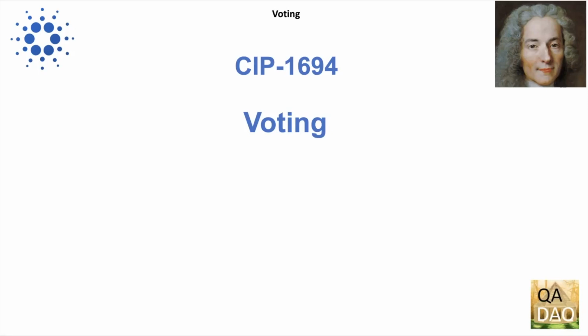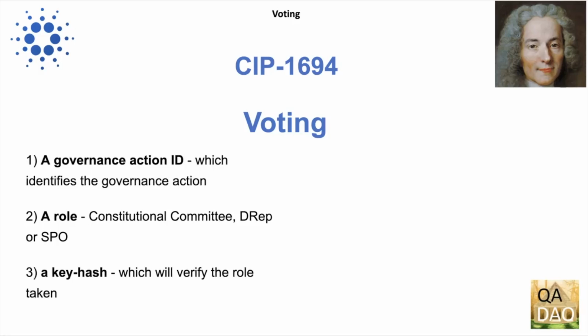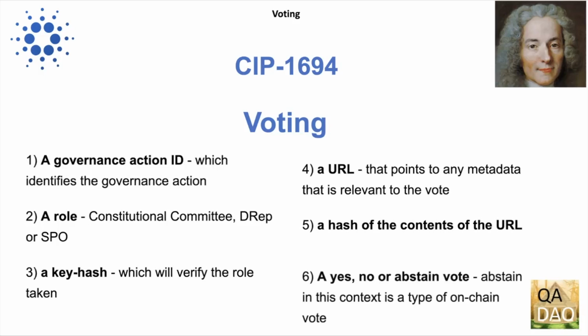Voting. A vote takes the form of a transaction on the QADAO blockchain. Each vote transaction consists of: 1. A governance action ID, which identifies the governance action. 2. A role, either Constitutional Committee, DRep, or SPO. 3. A key hash, which will verify the role taken. 4. A URL, which points to any metadata that is relevant to the vote. 5. A hash of the contents of the URL. And finally, 6. A yes, no, or abstain vote. Abstain in this context is a type of on-chain vote.